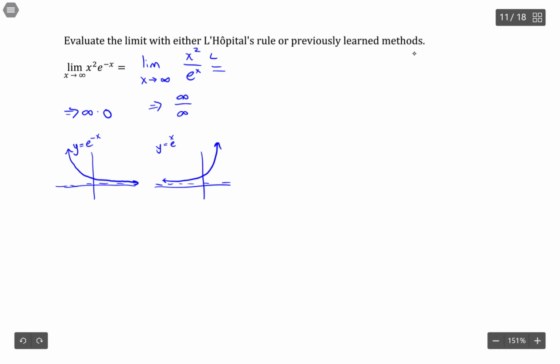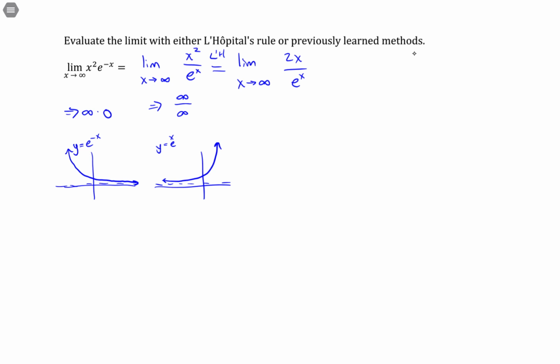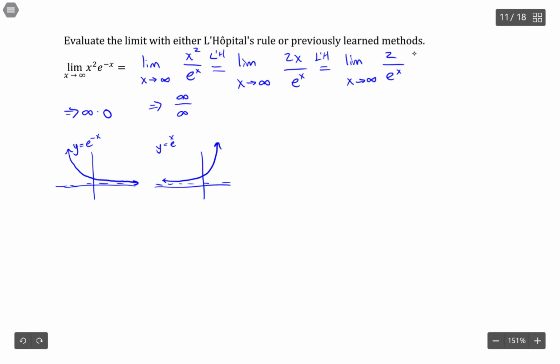So using L'Hopital's rule, this becomes the limit as x goes to infinity of 2x over e to the x, because e to the x is its own derivative. And this is still of the form infinity over infinity, because a linear function would grow to infinity. So I'll apply L'Hopital's rule again. And this is now the limit as x goes to infinity of 2 over e to the x.